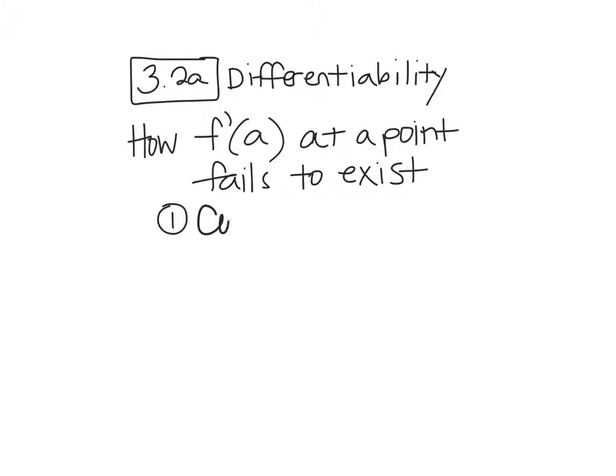Anything that has a corner. That's really gross. Let me rewrite that. Okay? If a graph has a corner, it will fail to have a derivative at that point. Let me give you an example. Jack, you ready? Here it is.